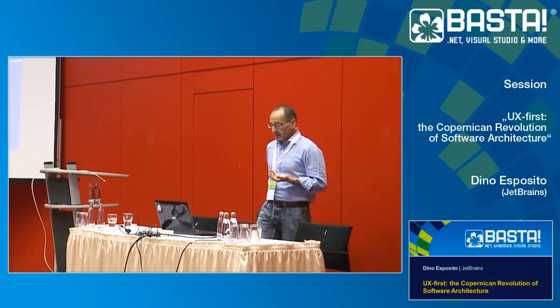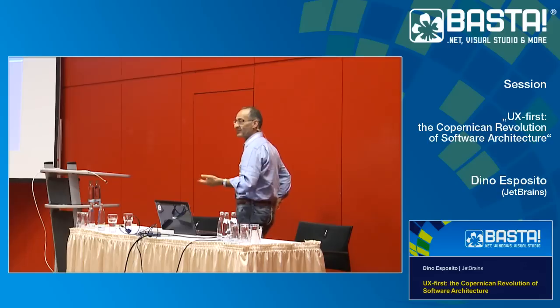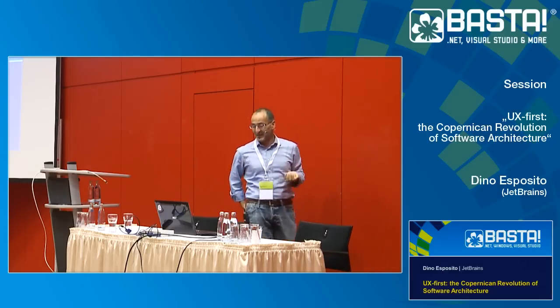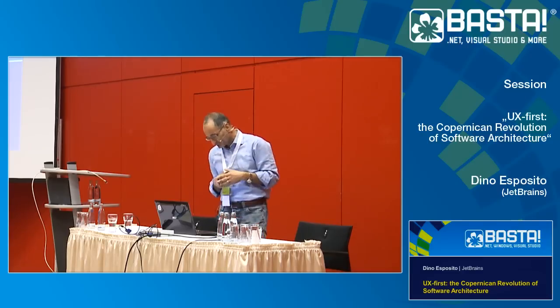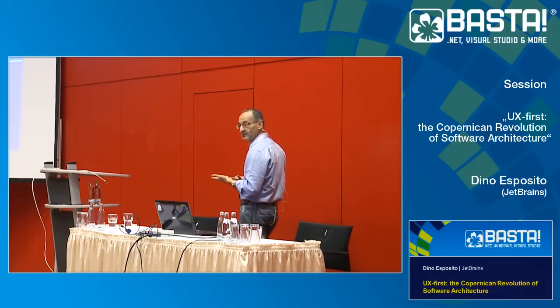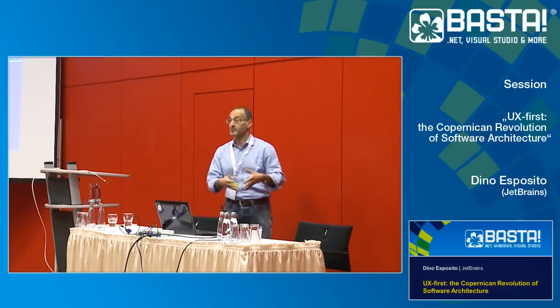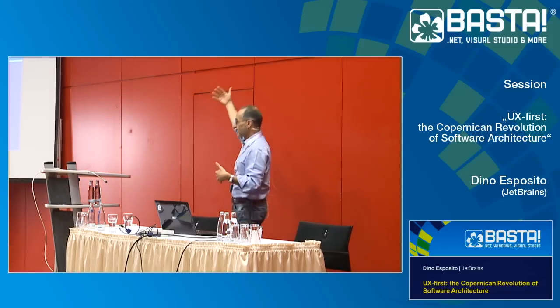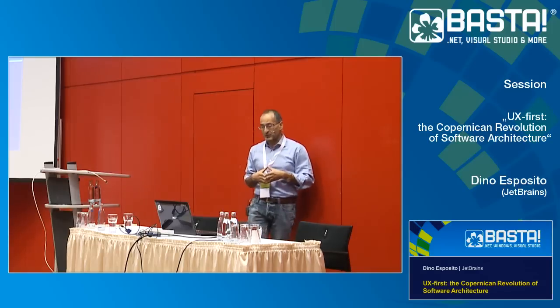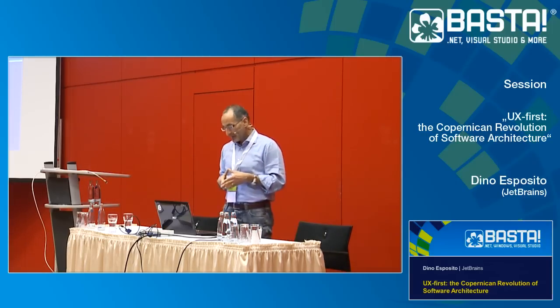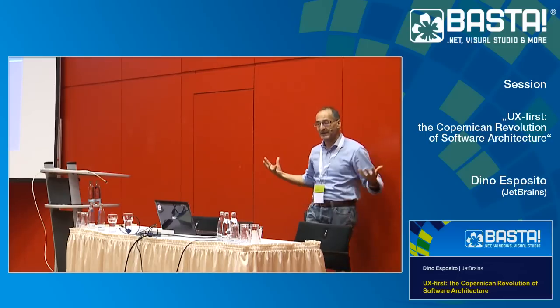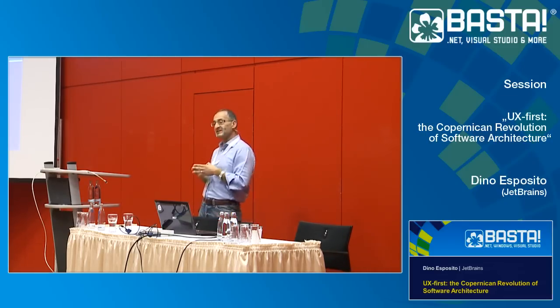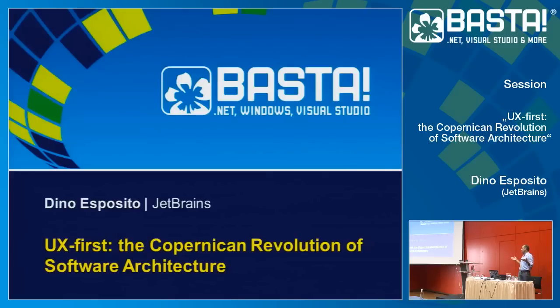Why Copernican? Like probably many of you, I don't have much memory of history and the role of Copernicus in the history of mankind. But more or less, for what I can remember, he was basically saying something fairly obvious that nobody could or would grab. So, trying to paraphrase and give a role to Copernicus to map that into software architecture, UX first, user experience first, is a sort of obvious, new way to approach the architecture and design of software systems, that for some reason not that many people still think about.